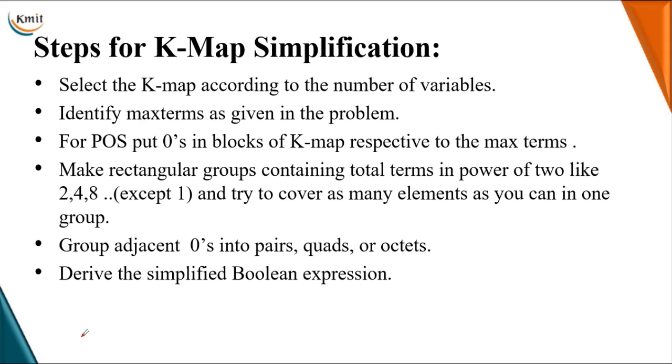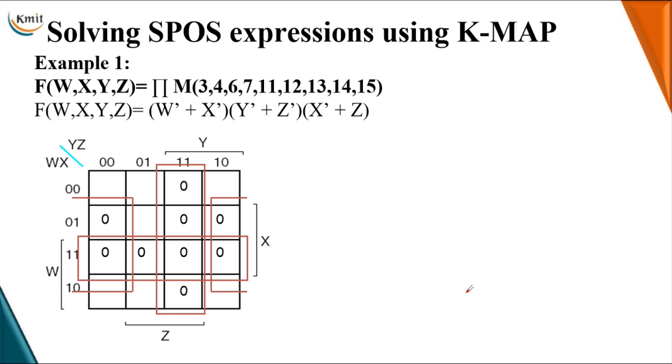Upon obtaining the groups, each group must be represented with a simplified sum term, and the final expression is written by multiplying all the sum terms together, and then we obtain the simplified expression. Upon having that simplified expression, we draw the logical diagram with a lesser number of logic gates. Now let me take an example which is in SPOS form.